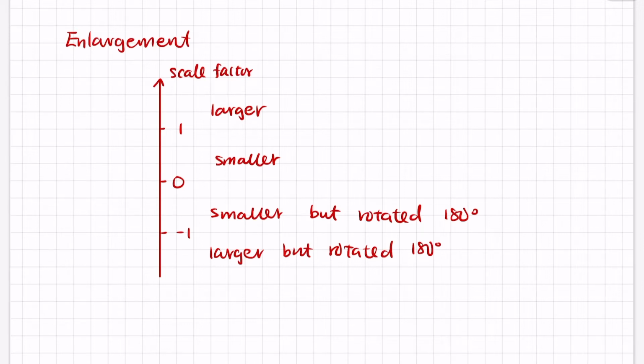So when the scale factor is between 0 and 1, you know that the image is going to be smaller. If it's bigger than 1, then the image is going to be larger than the object. If the scale factor is between 0 and -1, not only is the image smaller, but it's also rotated 180 degrees. Similarly, if the scale factor is smaller than -1, then not only is the image going to be larger, but it's also going to be rotated 180 degrees.